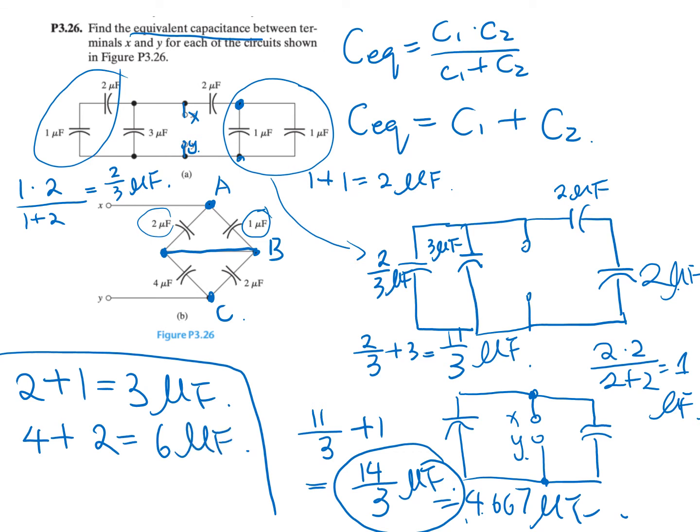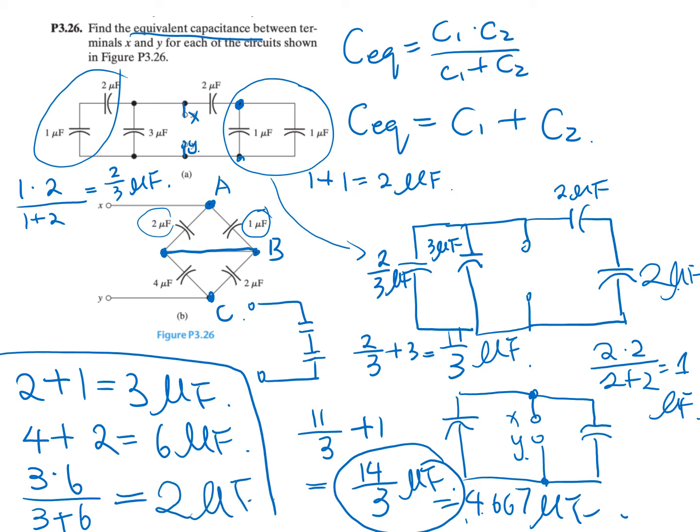And now the circuit would look like this. So the two combined capacitors are connected in series. So we use 3 times 6 over 3 plus 6, which is equal to 2 microfarads. So the equivalent capacitance for question B, CEQ, is equal to 2 microfarads.